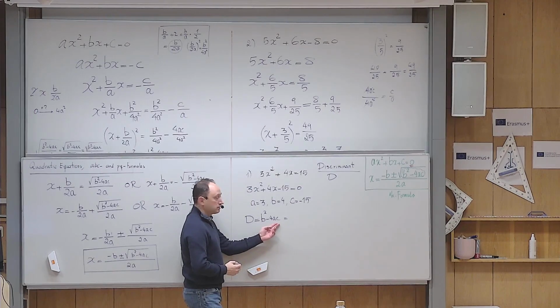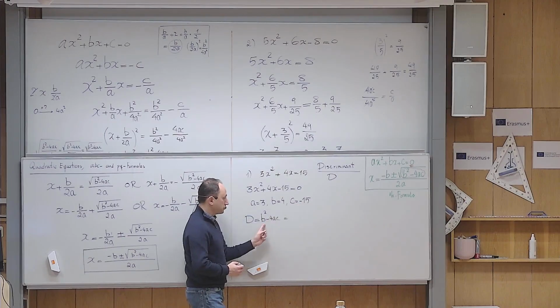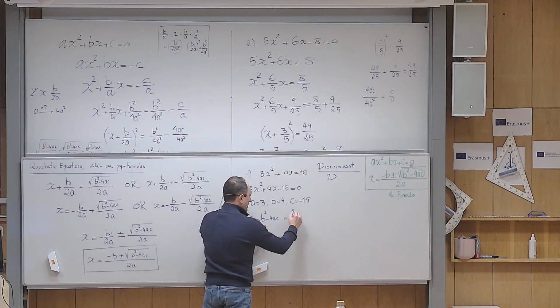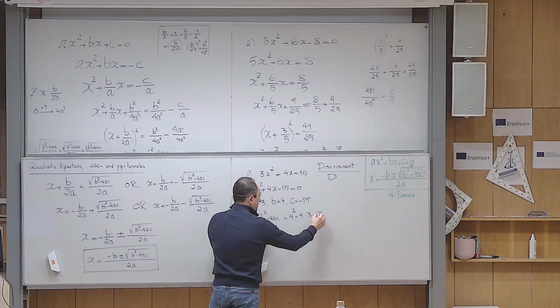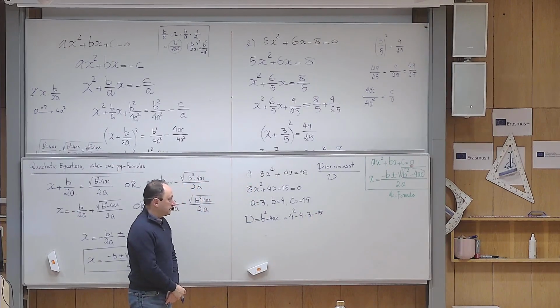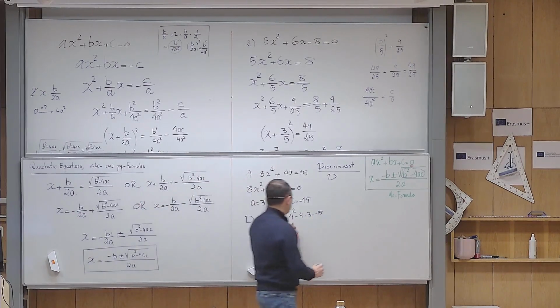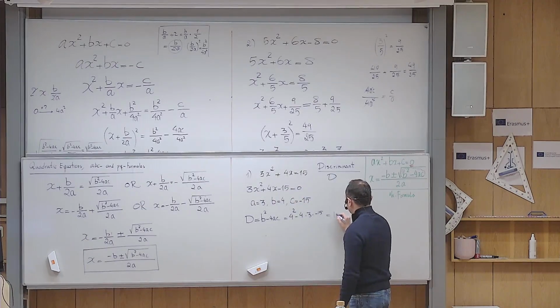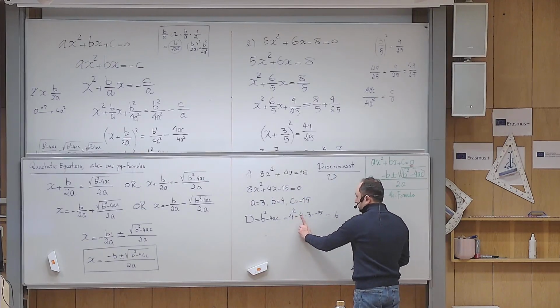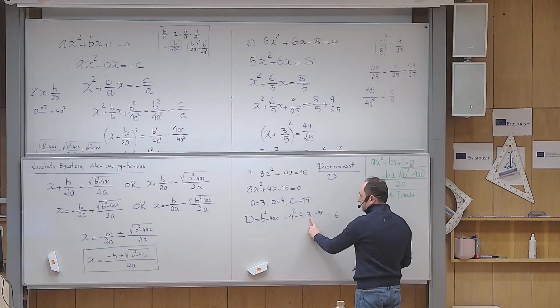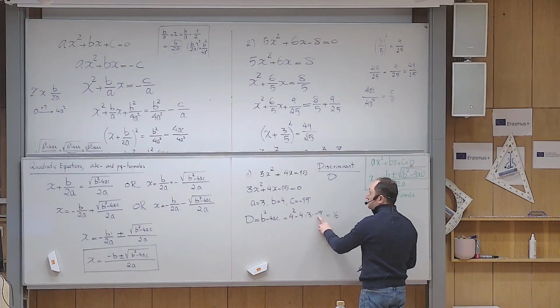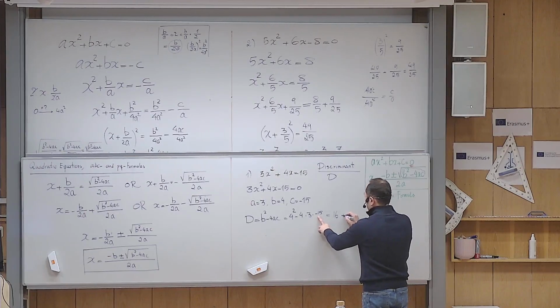Extremely simple task. B is this number, A is this number, C is that number. So just put them there. So it becomes 4 to power 2 minus 4 times A is 3 times minus 15. And do the calculation. So what happens? 4 to power 2 is 16. Be careful here. Minus 4 times 3 is 12. Minus 12. Minus 12 times minus 15, first of all, it becomes plus.